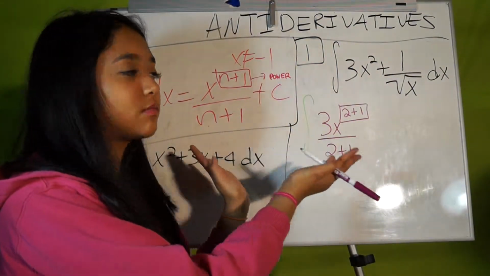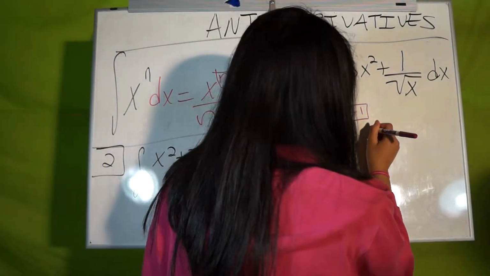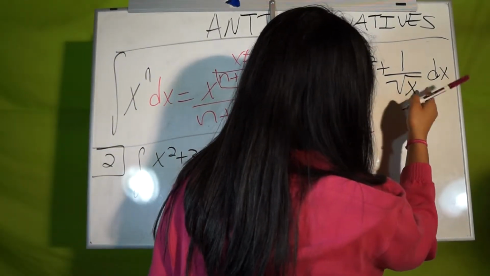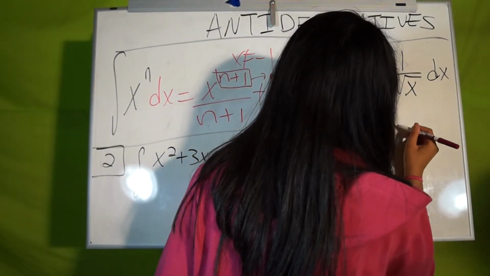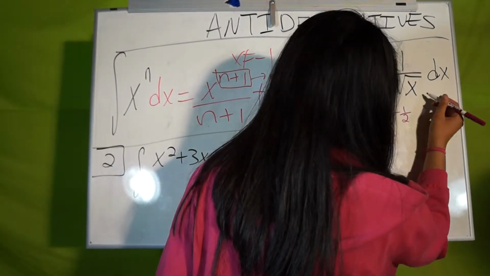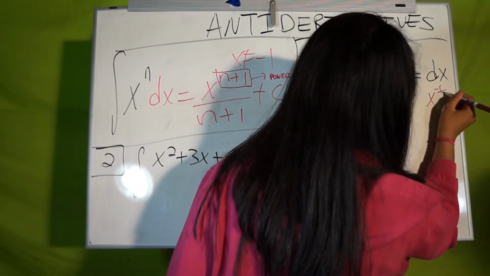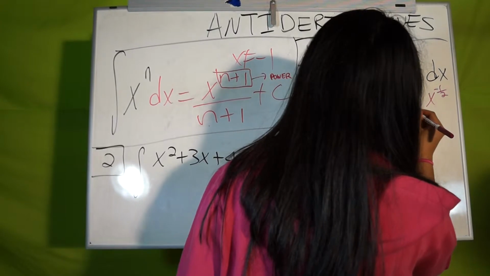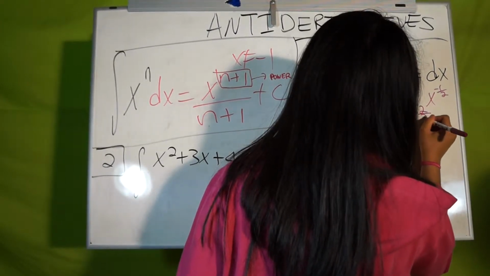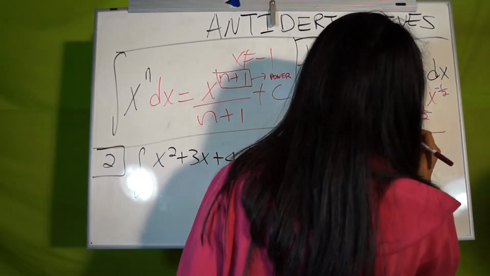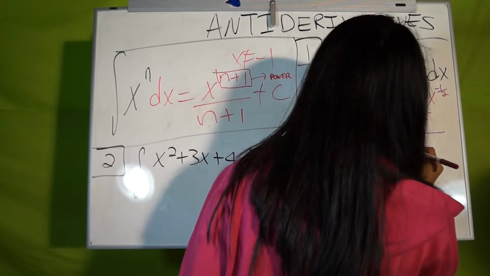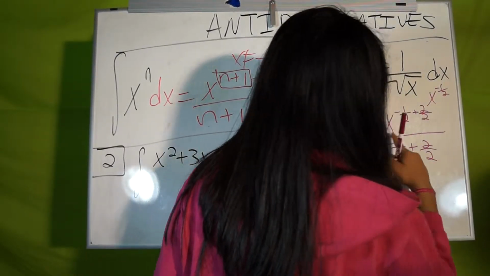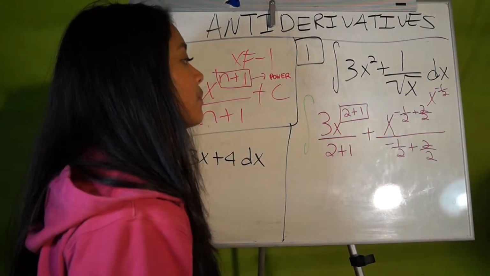Just follow what I'm doing. Plus, we switch this to x to the negative 1/2. We add 1, which is 2 over 2, so negative 1/2 plus 2 over 2, and you divide by negative 1/2 plus 2 over 2.